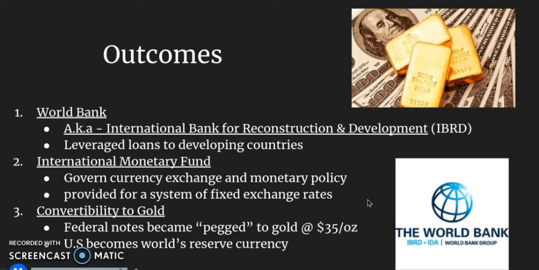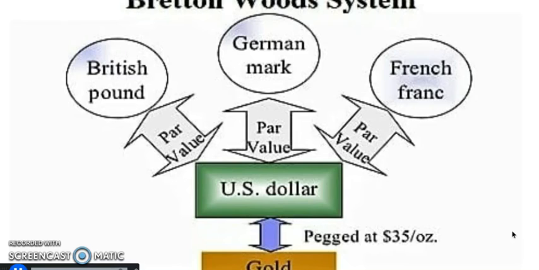So essentially, all member nations would thereby have their currencies backed by gold. Here we have just a simple depiction of how the gold convertibility system was expected to work.